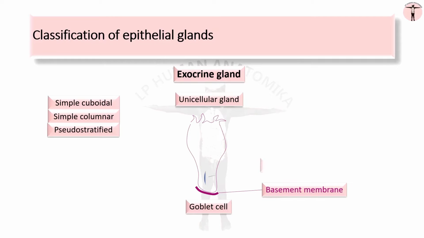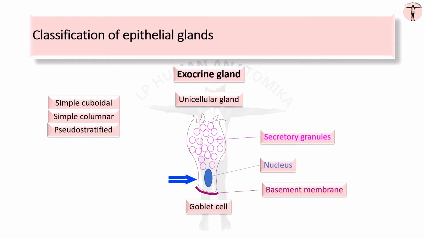The goblet cell rests on the basement membrane. It has an elongated nucleus at the base. The base is narrow and the apical portion is broad due to accumulation of secretory granules. They secrete mucus and are found in the epithelium lining the intestines and respiratory tract.